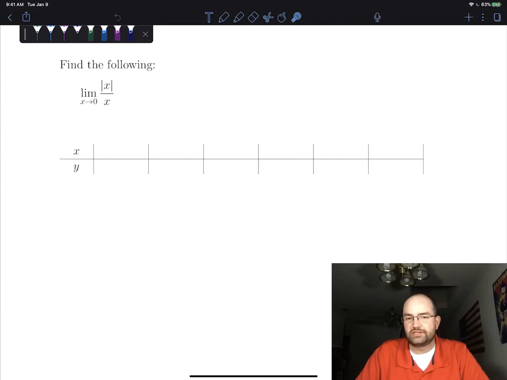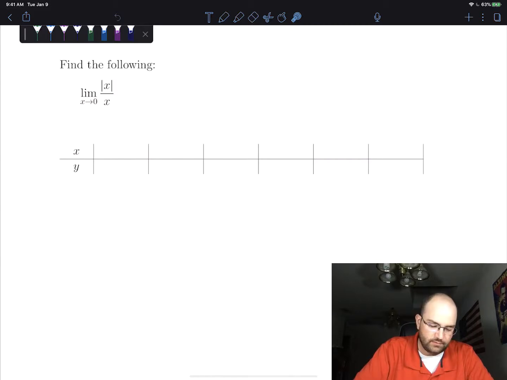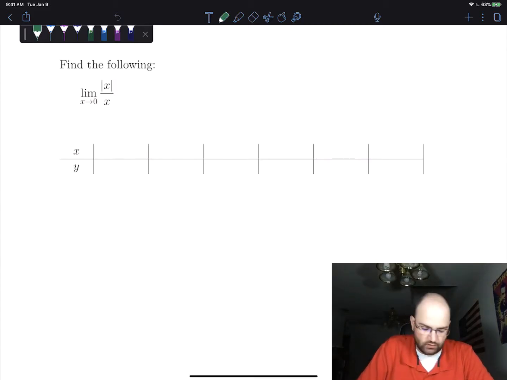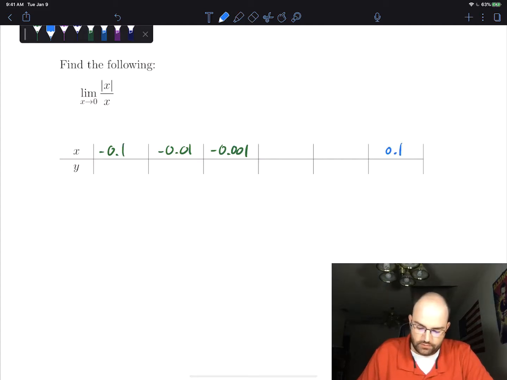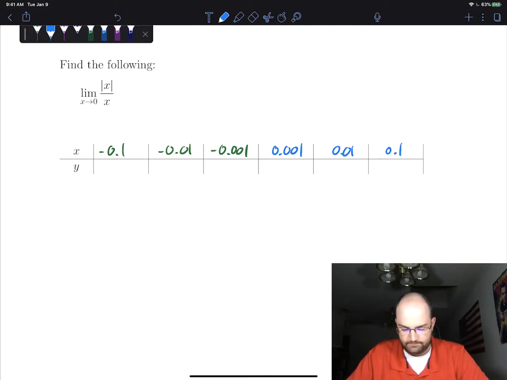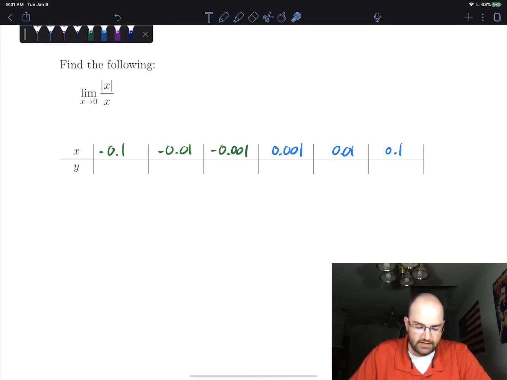To do that, we're going to look at a table here. Doing this with the table, values to the left of 0 would be negative 0.1, then negative 0.01, and then negative 0.001. Numbers to the right of 0 would be 0.1, 0.01, and 0.001. And that's close enough, so let's go to the calculator to figure out what these values are going to be, and also look at what the graph is going to look like here. Alright, I'll see you there.